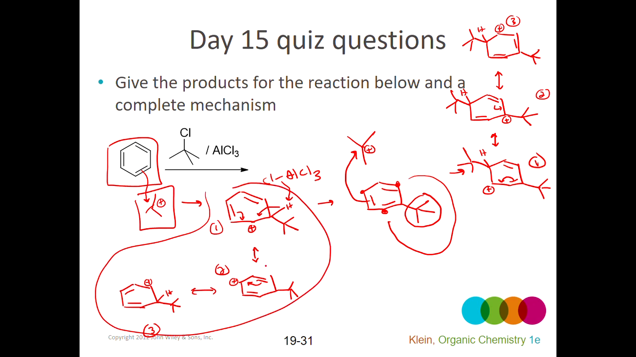Right? When resonance occurs, none of these structures exist. What exists is the average or hybrid. So let's take a look at that hybrid. The hybrid would have resonance over 5 out of 6 of the carbons of the ring, a partial positive here, here, and here. So that partial positive is spread out over 3 secondary carbons.